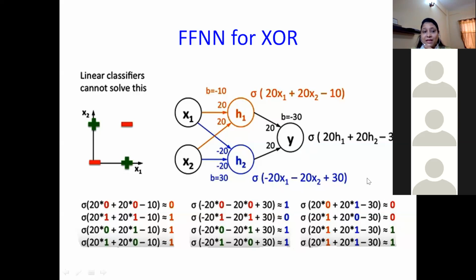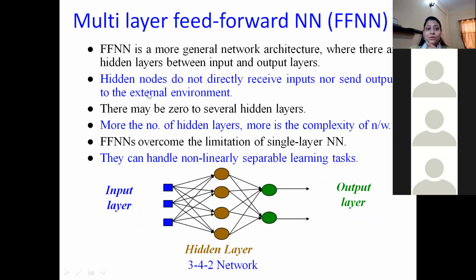Now if this is finished, you can understand how this feed-forward neural network is working for the XOR function. Now coming to what is basically the multi-layer feed-forward neural network. This FFNN is the short form or abbreviated form of this particular neural network.